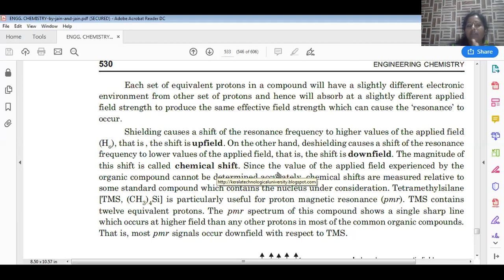If the induced and applied magnetic fields are in the same direction of rotation, or both are in alignment, that is called a de-shielding effect. If they are in opposite directions, aligned against the external magnetic field, that is called a shielding effect. Shielding always shifts the values towards upfield, and de-shielding shifts the values towards downfield.